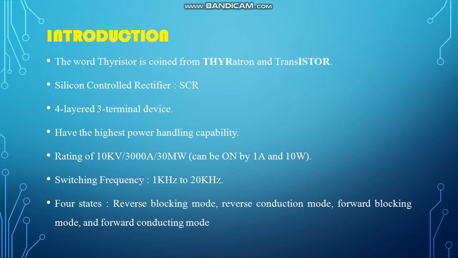So the thyristor is a device which has characteristics similar to the thyratron, but at the same time its construction is PNPN. So we can say it is a PNP or NPN. So its construction is somewhat similar to a transistor. Hence, by taking capital letters THYR from thyratron and ISTR from transistor, the word was invented as thyristor.